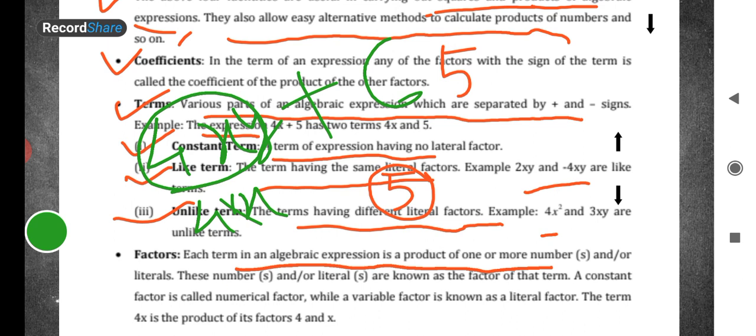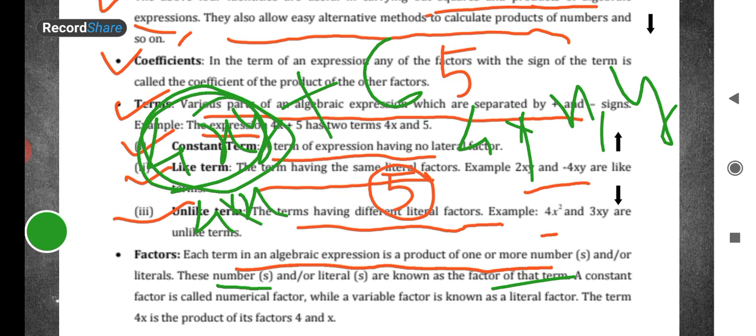So these numbers or letters are known as the factors of the term. Okay, factors of the term, they are the factors. Now if I ask what are the factors of 4xy, the factors are 4, x and y. These are the factors.